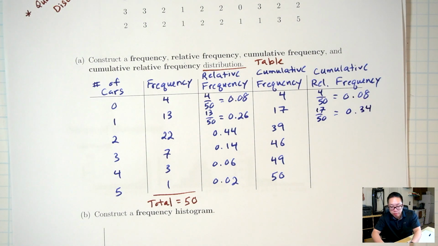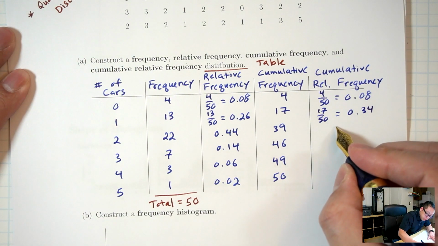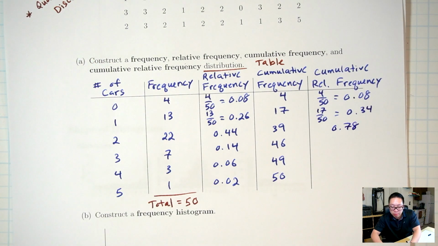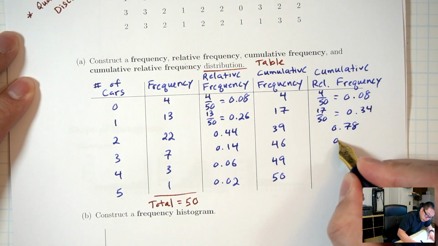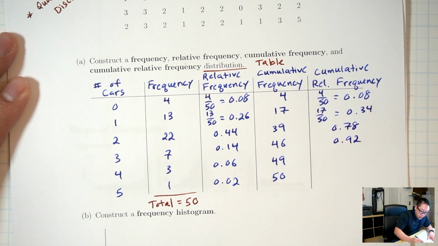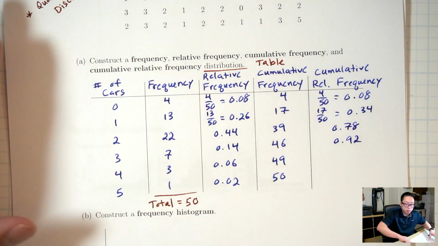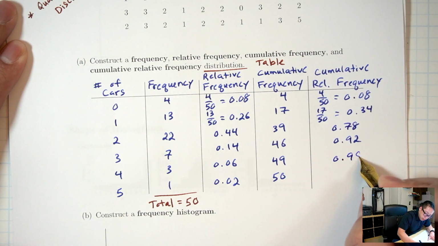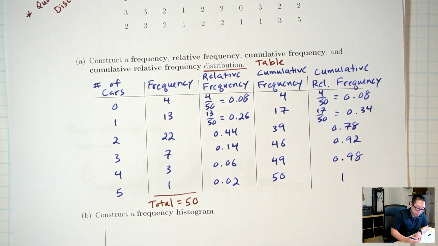39 divided by 50, 0.78. 46 divided by 50, 0.92. 49 divided by 50, 0.98. And then finally 50 divided by 50, which is going to be 1.